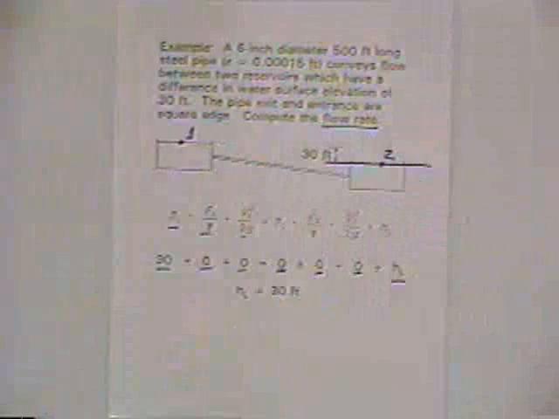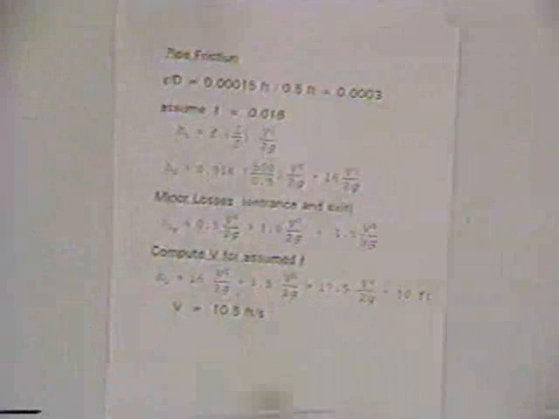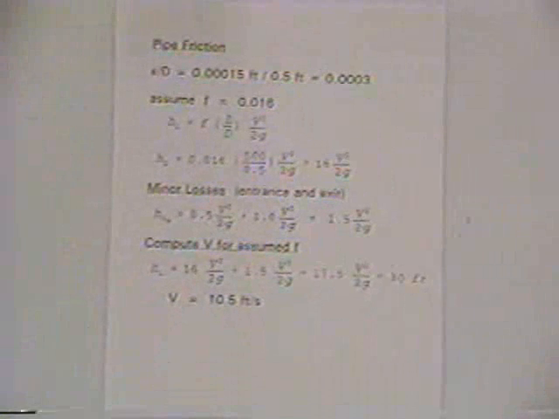Okay, so if the head loss is equal to 30 feet, what we've got to do is write a head loss expression, because what we're actually trying to compute is the flow rate. And we'll do that. And we'll recognize that the head losses are in two forms. The pipe friction, which is represented by the Darcy-Weisbach equation, and then the minor losses, which in this problem is just an entrance and an exit, which is fortunate because our table just has entrances and exits. It doesn't have anything for valves and other fittings.